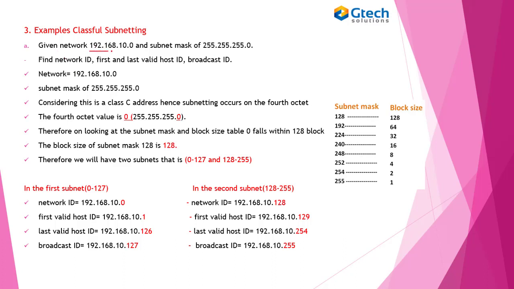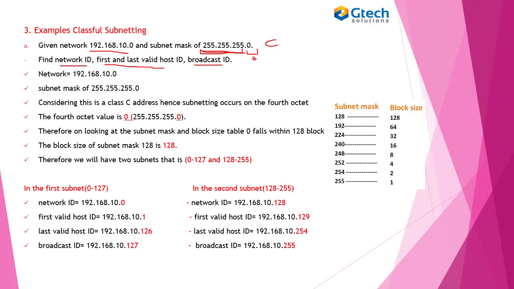Given a network of this one and a subnet of this one, find the network ID, first and last valid host ID, and broadcast ID. Looking at this network and subnet mask, this clearly tells us that this is a class C IP address, because the subnet shows that the first 3 octets are for the network portion, but the last octet is for the host ID portion.